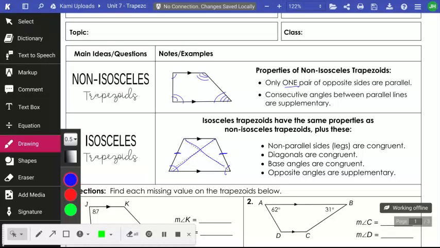And then your base angles. Okay, here's a pair of base angles. Those are going to be congruent. And here's another pair of base angles. Those are congruent. So the angles that connect to one of the parallel sides are your base angles, and you have two sets of those. And then your opposite angles are supplementary. So not only are these consecutive angles supplementary, but these opposite angles are supplementary.